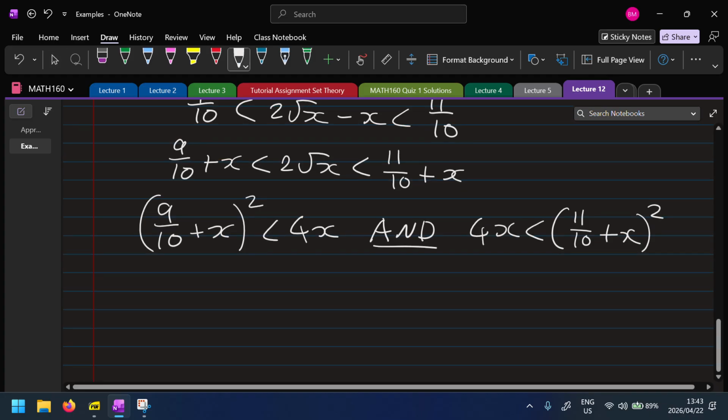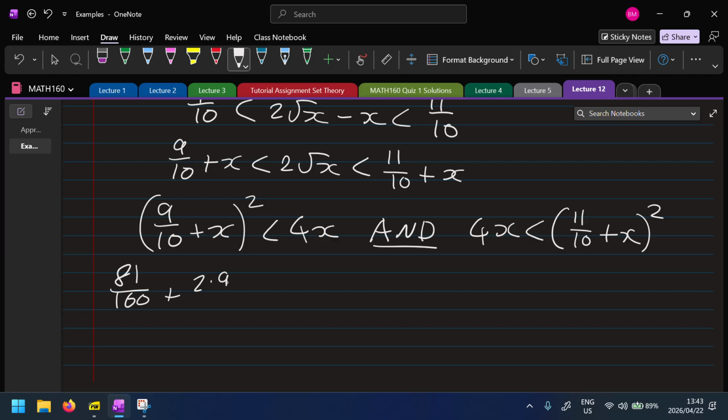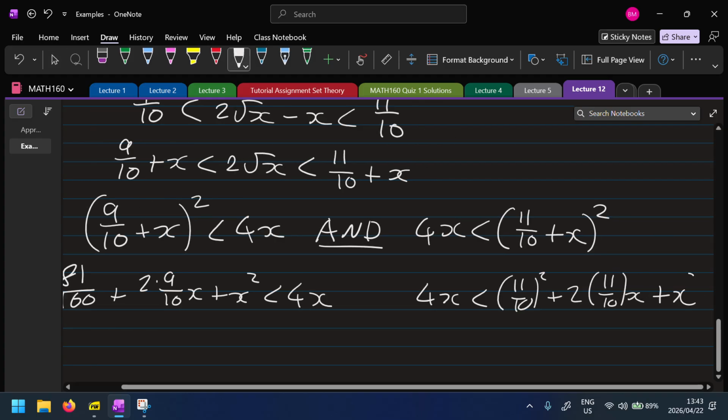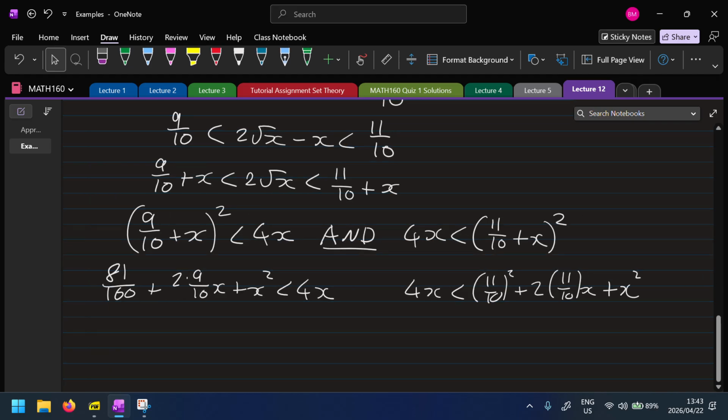Okay, so on the one side, we get 81 over 100 plus 2 times 9 over 10x plus x squared less than 4x. Then on the other side, same sort of thing. 4x less than 11 over 10 squared plus 2 times 11 over 10x plus x squared. So you know how this works. You take everything over to one side, solve for x, you got your inequality.